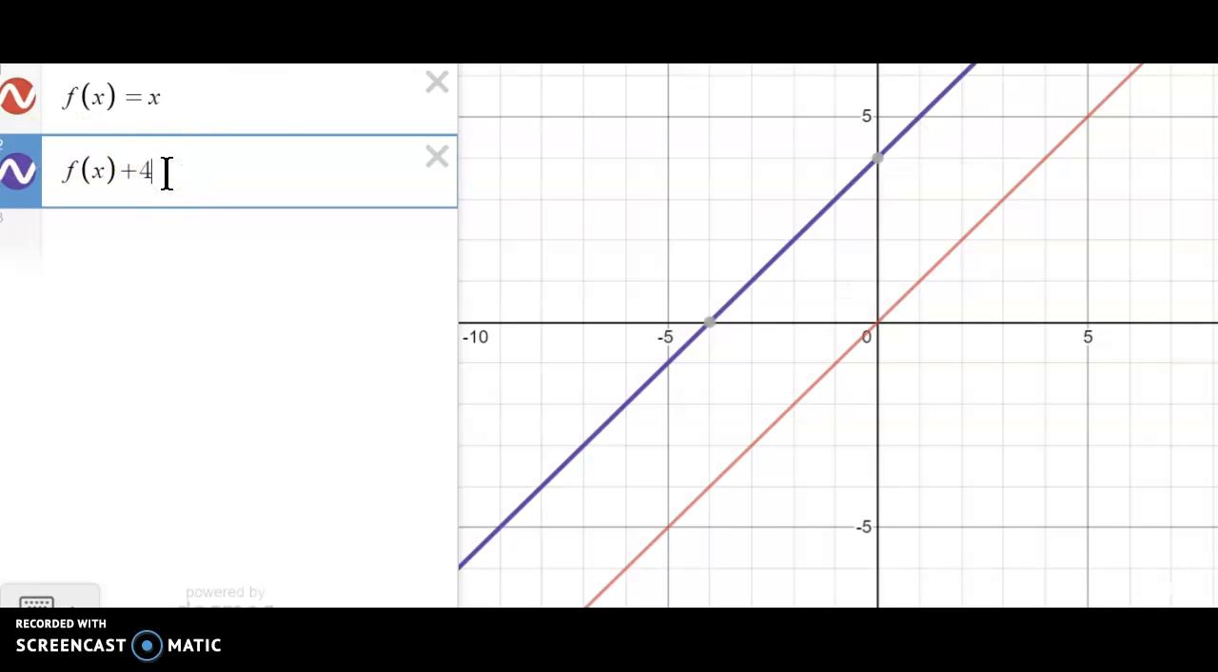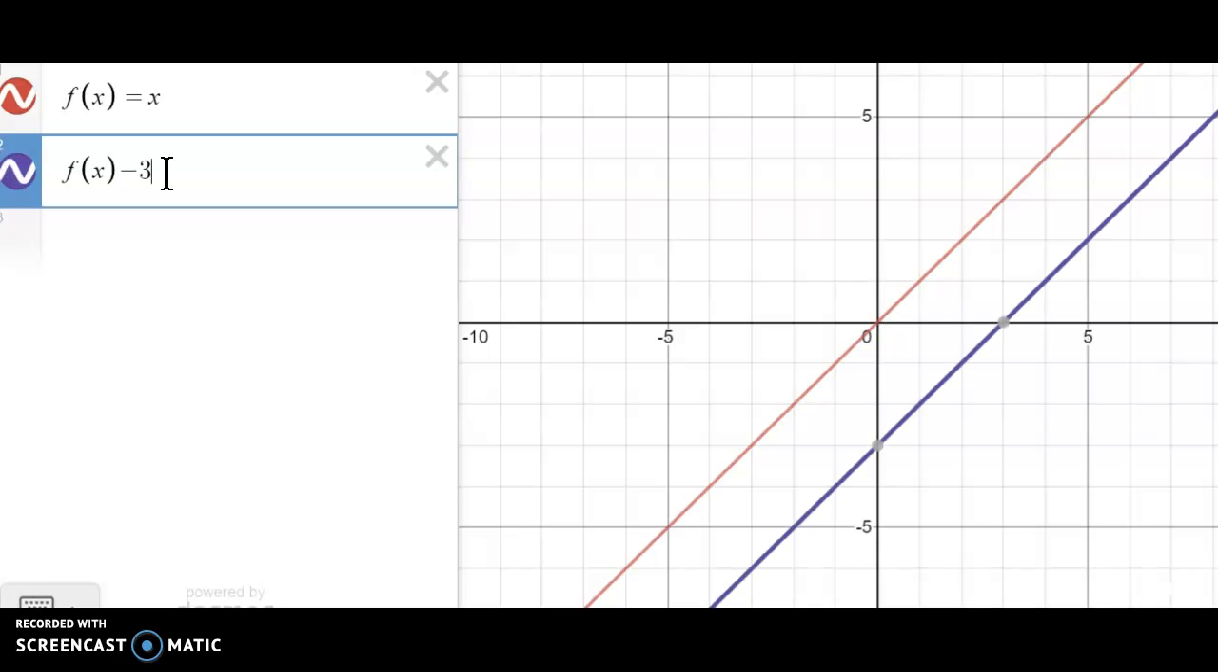What happens if it's not plus 4, but minus 3? Once again, I notice that the y-intercept is now going to be at 0, negative 3 instead of at 0, 0. And the slope did not change. So I know the constant is going to change my y-intercept.